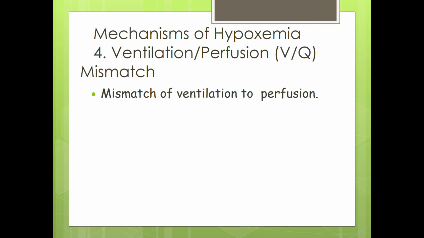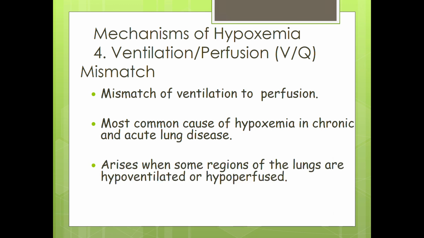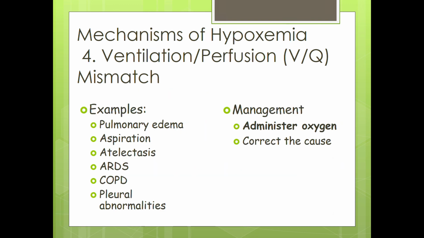Our last section, and then we'll take a break, is the mechanisms of hypoxemia: ventilation perfusion mismatch. So we're mismatching ventilation, so breathing in, to perfusion, which is oxygen going to tissues. The most common cause of hypoxemia in chronic and acute lung disease is VQ mismatch. And it will arise when some regions of the lungs are hypoventilated or hypoperfused. So again, some common examples: pulmonary edema, aspiration, atelectasis, acute respiratory distress syndrome, chronic obstructive pulmonary disorder, and pleural abnormalities will cause a ventilation perfusion mismatch.